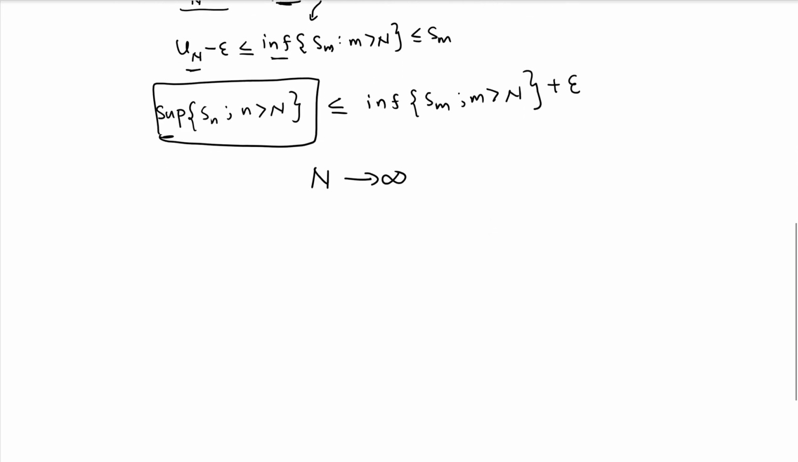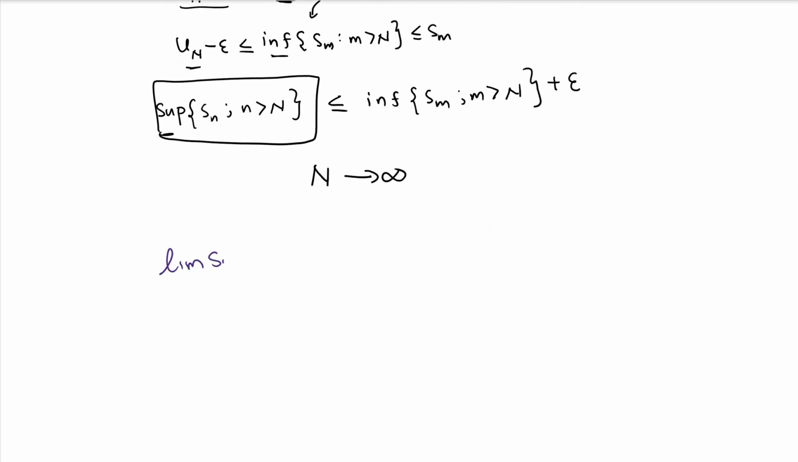All right, so let me write it. You get the limit supremum by letting uppercase N go to infinity. Hopefully that makes sense. So the limit supremum is actually the limit of a bunch of supremums, supremum collections.